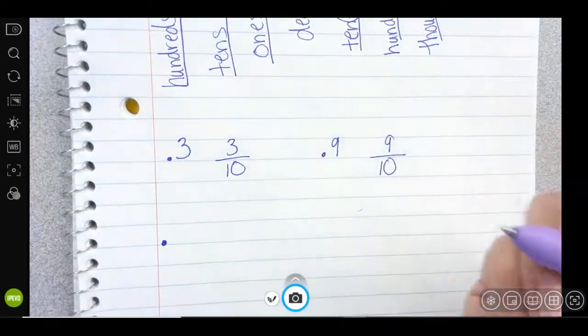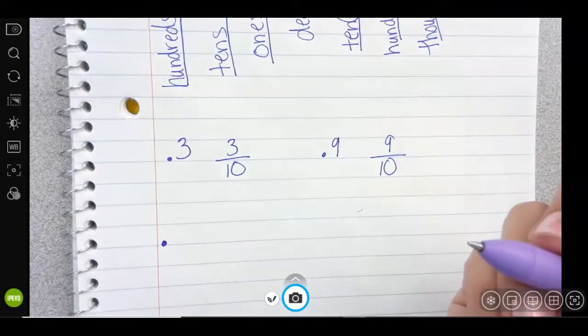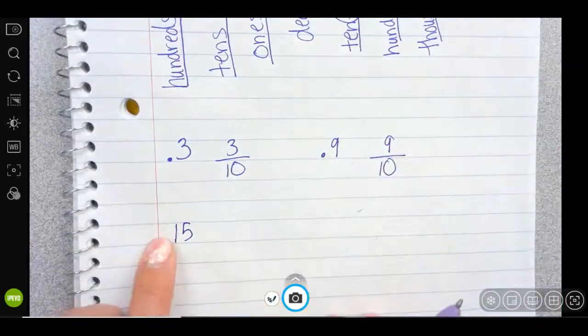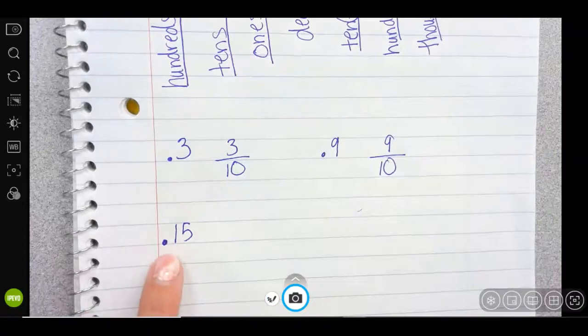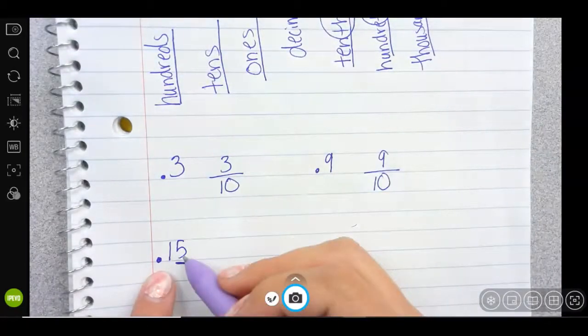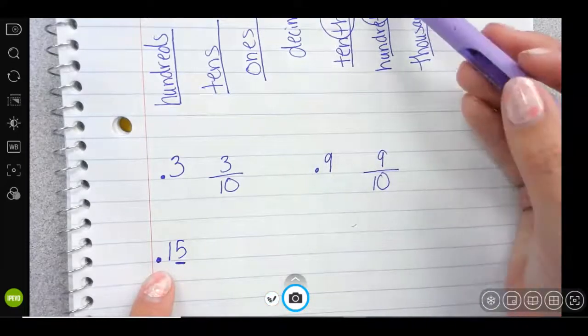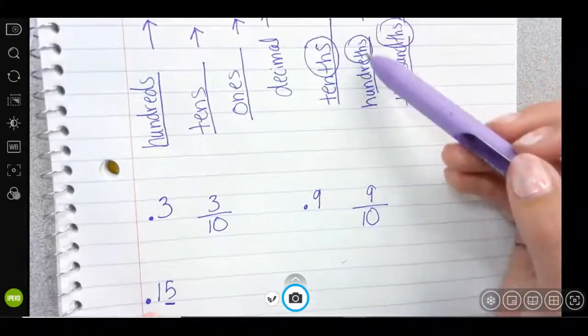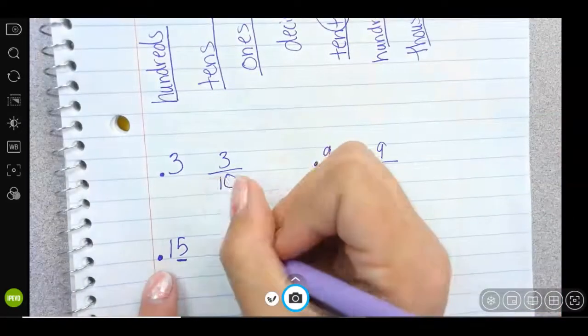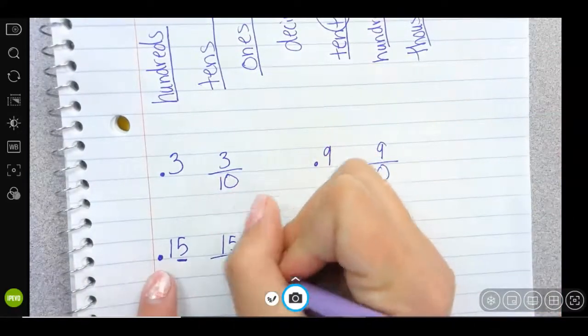What if we had... Aubrey, give me a number less than 50. 15. If I take away the decimal point, guys, what number is this? 15, but there's a decimal place. So you look at the last digit. The last digit is in what place value? Hundredths. So this would be 15 hundredths.